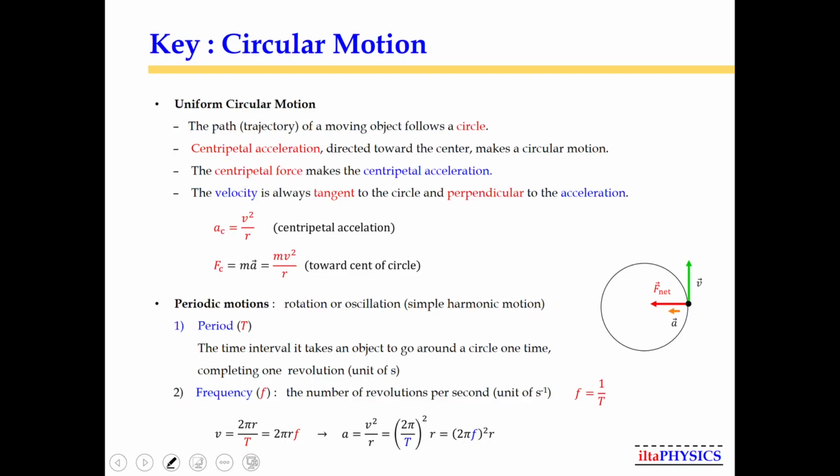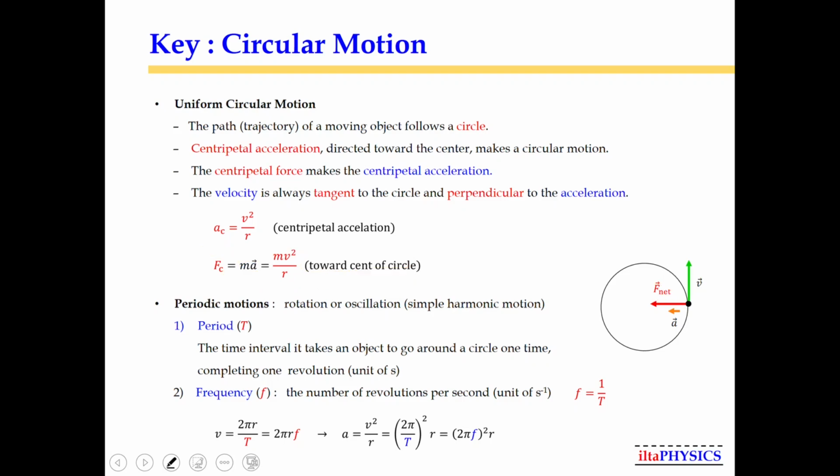Now let's look at the quantitative relationships between these physical quantities. First, centripetal acceleration is proportional to the square of the object's velocity and inversely proportional to the radius of the circle. If we multiply the centripetal acceleration by the mass, we can calculate the centripetal force using Newton's law of acceleration. Again, its direction is toward the center of the circle.